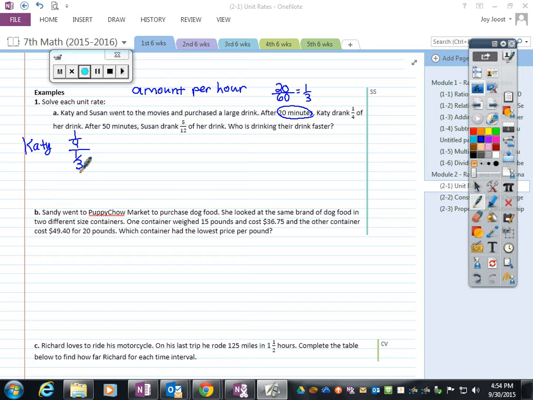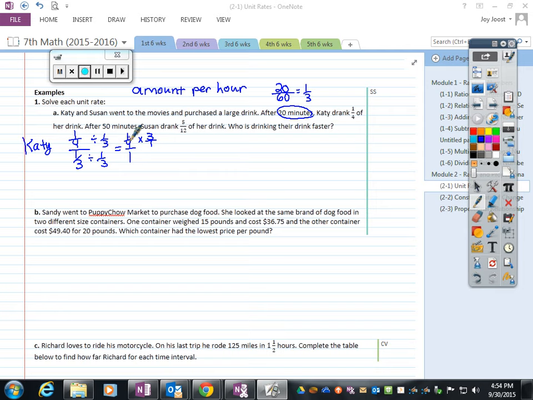So now we want to find the unit rate of how quickly Katie was drinking her drink. Remember, to find the unit rate, you divide the numerator and the denominator by the denominator. 1/3 divided by 1/3 is going to be 1. 1/4 divided by 1/3. Remember, dividing fractions, don't be shy. Flip the second one over and multiply. So the first fraction is 1/4. Division becomes a multiplication. 1/3, we use the reciprocal and use 3 over 1.